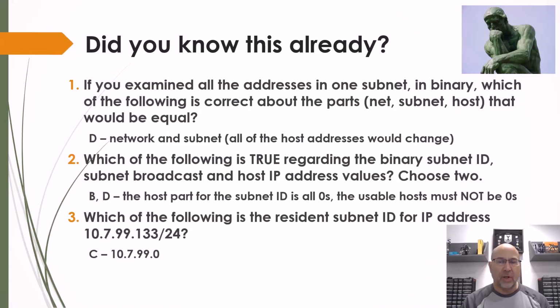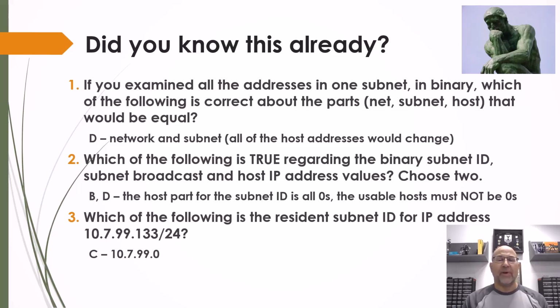So here are the did-you-know-this-already questions. If you examined all of the addresses in one subnet in binary, which of the following would be correct about the parts that would be equal? Remember that if all of the nodes are in a particular subnet, the only thing that would change for each node would be their host address in binary. In a subnet, that subnet field would be the same for everybody, and so would the network. So the answer was D.